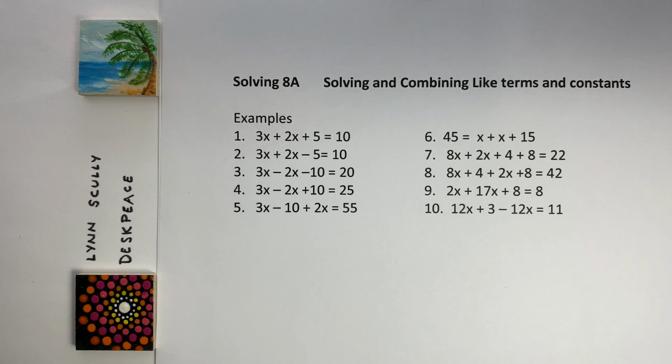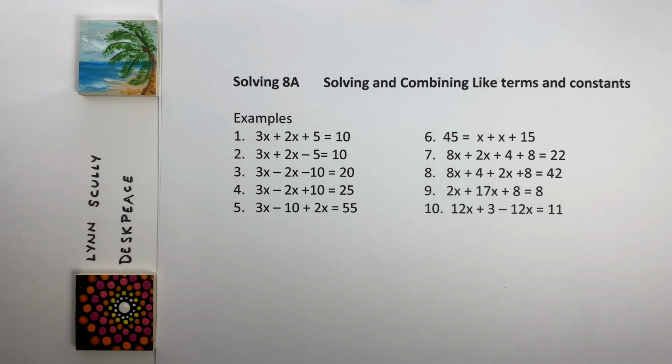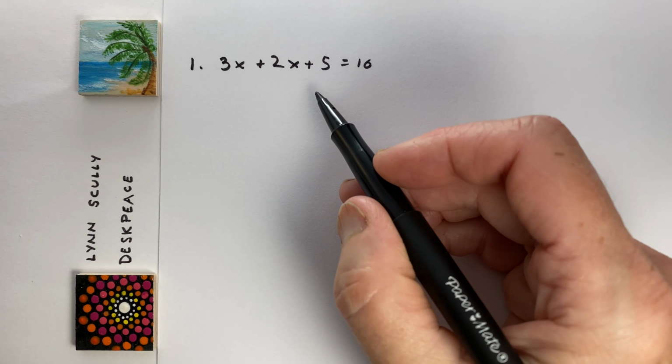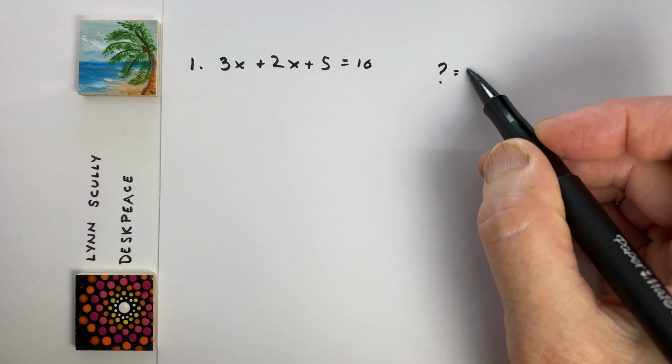Solving 8A, solving and combining like terms and constants. Take a screenshot and then follow along with me. Number 1, 3x plus 2x plus 5 equals 10. I want to solve for x.